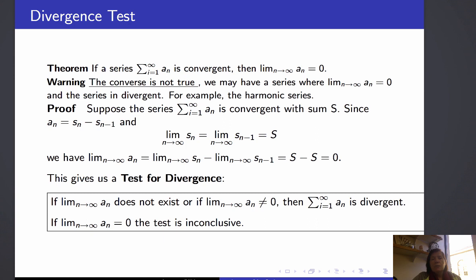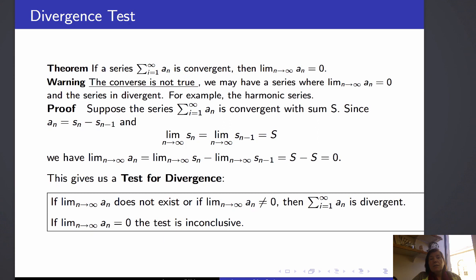Notice that if a series is convergent, then we must have some number capital S, which is the sum of the series, and it's the limit as n goes to infinity of the partial sums. And notice also that the nth term is the nth partial sum minus the previous one, the (n minus 1)th partial sum. So the limit as n goes to infinity of the nth term is the limit of the nth partial sum minus the limit of the (n minus 1)th partial sum. But of course, both of these partial sums are heading towards the same number S, so that limit is S minus S, which is 0.